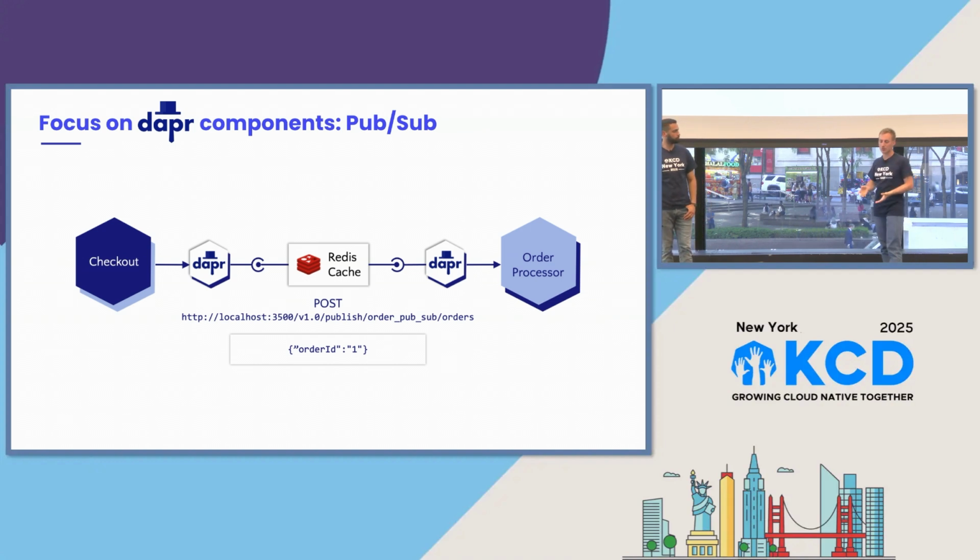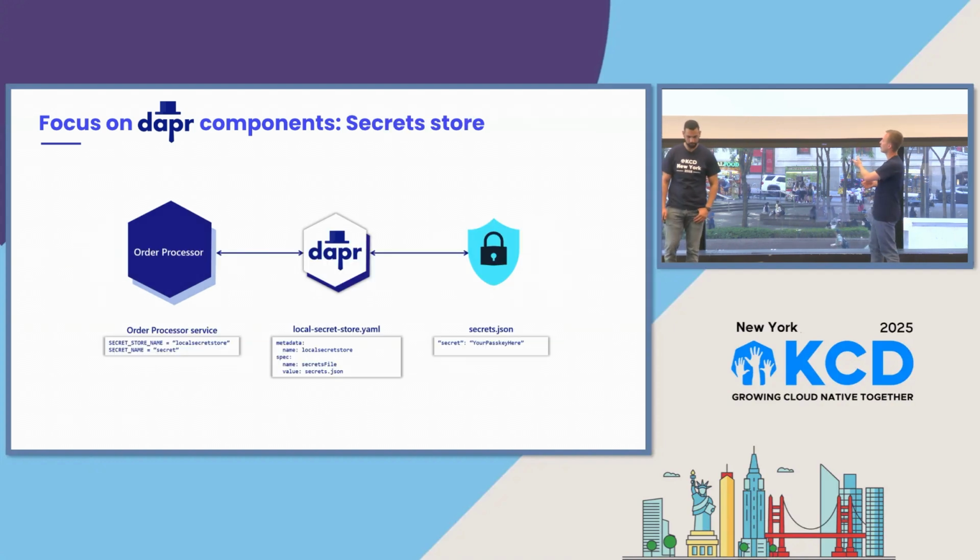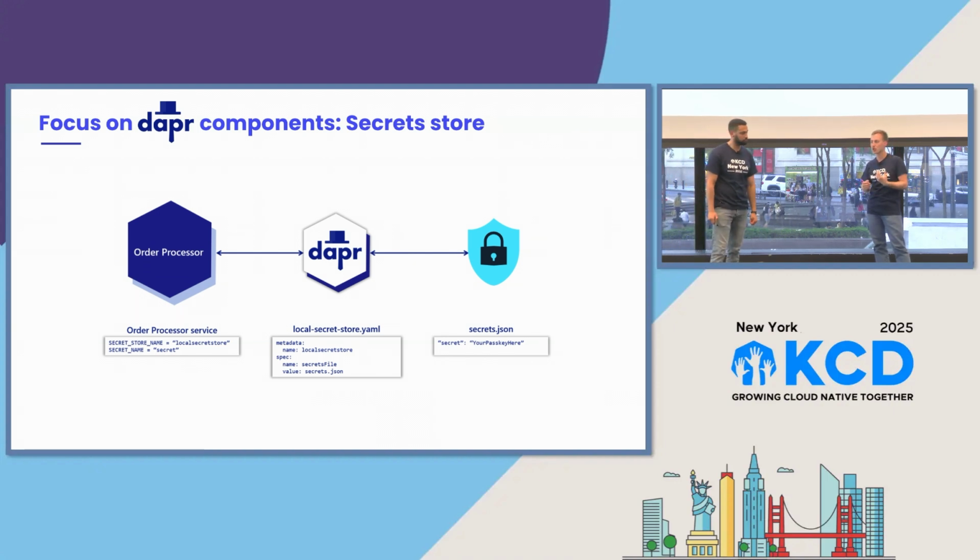If we take another example, similarly for secrets management, your application will make an HTTP call to Dapr secrets API, and this call will not change no matter the provider you are using behind. It could be AWS Secrets Manager, Azure Key Vault, Kubernetes Secrets. It is only the configuration of the Dapr component that will change.